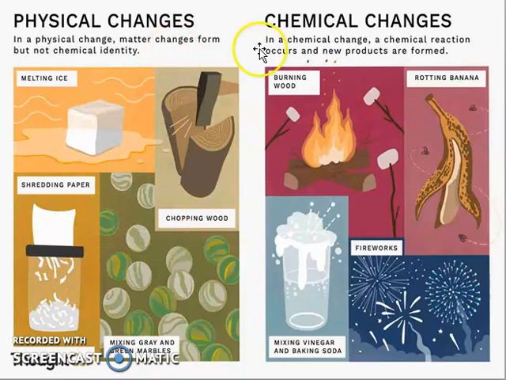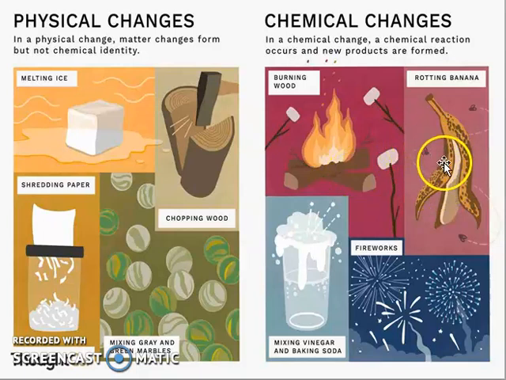Now let us see chemical changes. For example, you buy an apple or banana from the market and you don't eat it. What will happen to that banana? It will get rotten, right? So that is a chemical change. There is a change in its appearance. Now see, when you burn wood, what happens? It will not stay as wood, it will turn into ashes. So this is a chemical change.